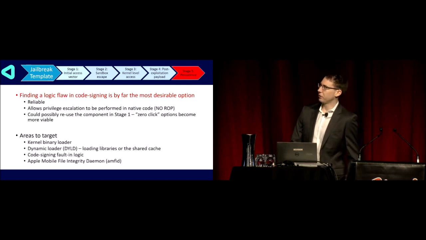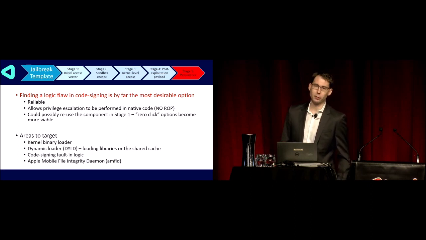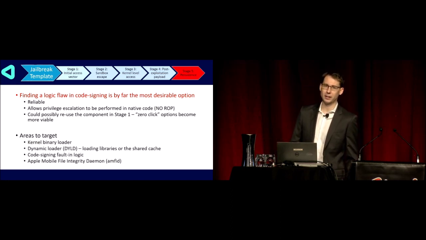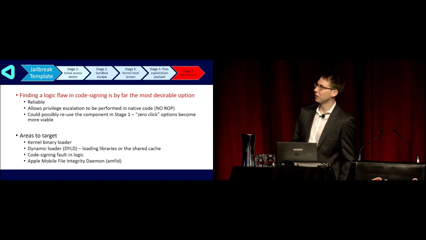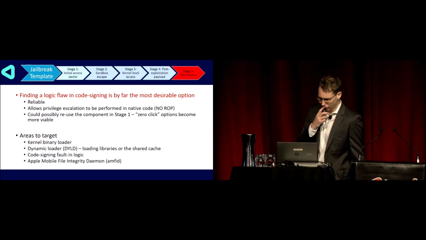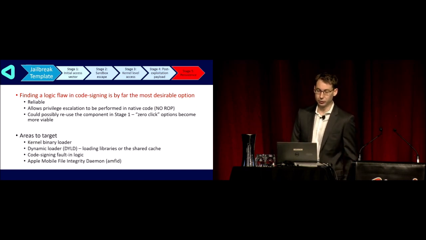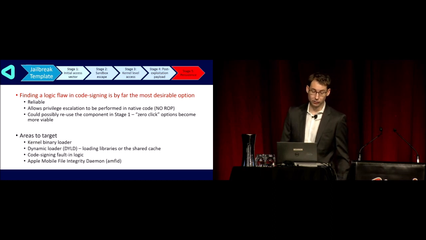Finding a flaw in the code signing machinery is by far, in my opinion, the most desirable option. Firstly, it's reliable. You don't have to worry about grooming memory and things like that. It allows privilege escalation to be performed in native code. You don't have to worry about doing ROP or anything like that, which again is a very significant cost to the attacker. So being able to bypass that is really useful. And like we said with PAC, your ability to do ROP might be effectively mitigated anyway.